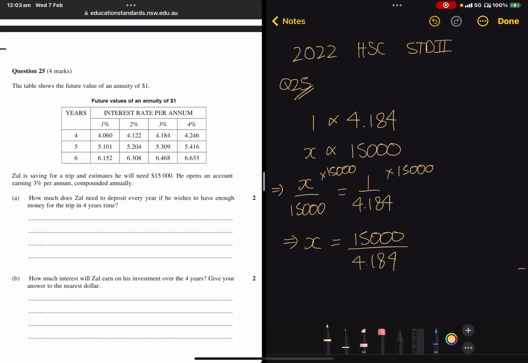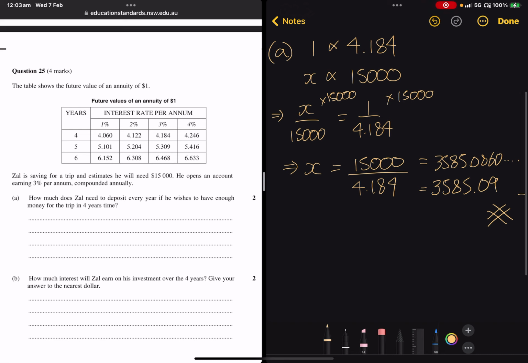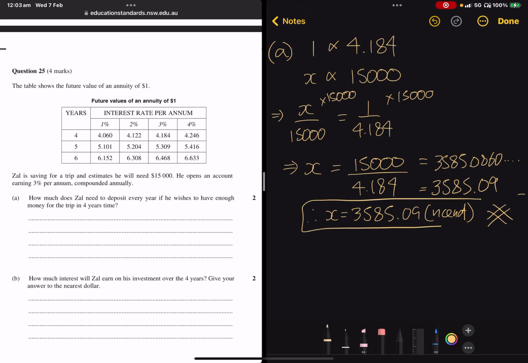So 15,000 divided by 4.184 is 3,585.0860... Now we need to round this up to the next cent because he needs to have at least 15,000. So this will be $3,585.09. Now this will be the answer to part A. So now that we've found how much he needs to deposit each year, we can say therefore X is equal to 3,585.09 to the nearest cent, or to the next cent.